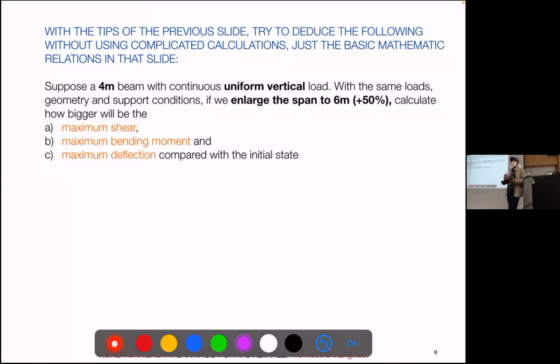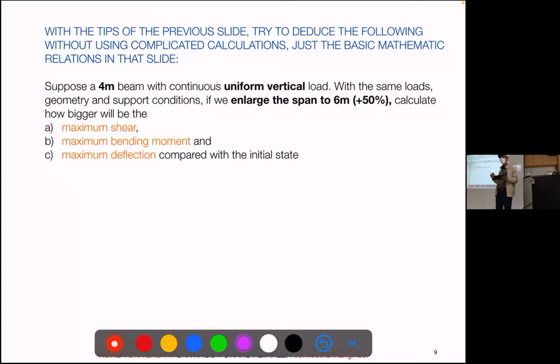We have a 4-meter beam, a very common beam. We don't worry about the final numbers, but we will just enlarge it to 6 meters. This is 50% longer, right? So we'll make a fast calculation, and the numbers are very simple because 4 and 6 are very easy to calculate with. You don't need a calculator, just your mind.